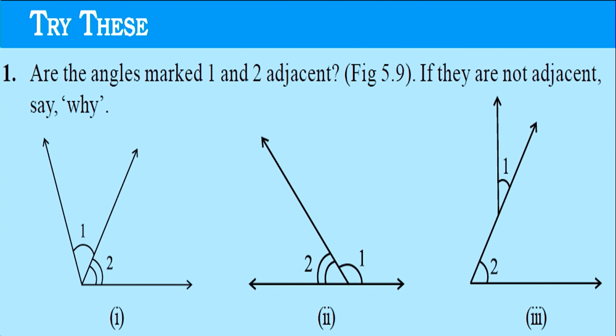Now, come to the third figure. In this case, there is a common arm, but there is no common vertex. In this diagram 3, it is not an example for adjacent angles. Is it clear, my dear students?